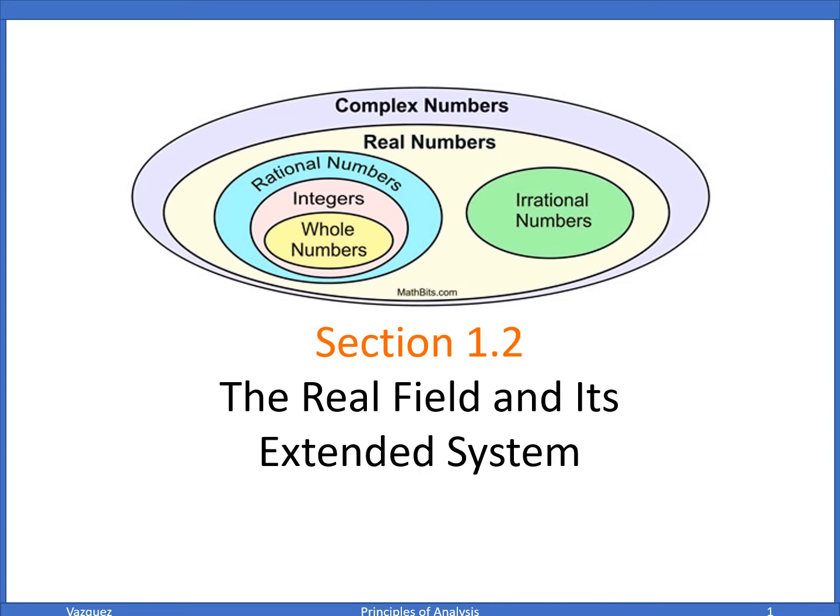Okay, so in section 1.2, we're going to be looking at the real field and its extended system. Again, it's chapter 1 from Walter Rudin's Principles of Analysis, so maybe it's a lot of the stuff you've already seen from other classes. So this should maybe just be review for some of you, and for others learning it for the first time, we'll have some interesting material.